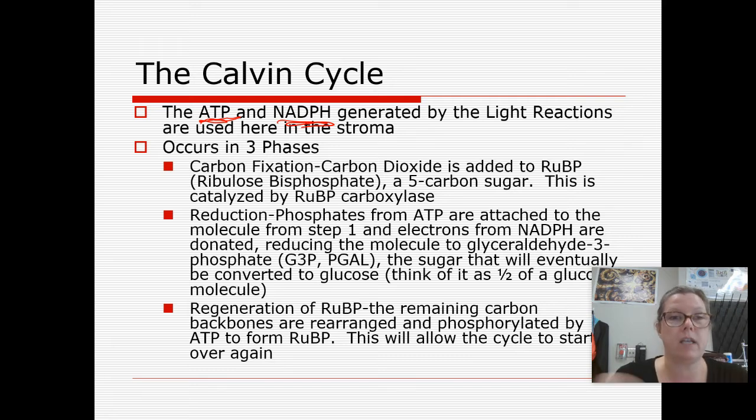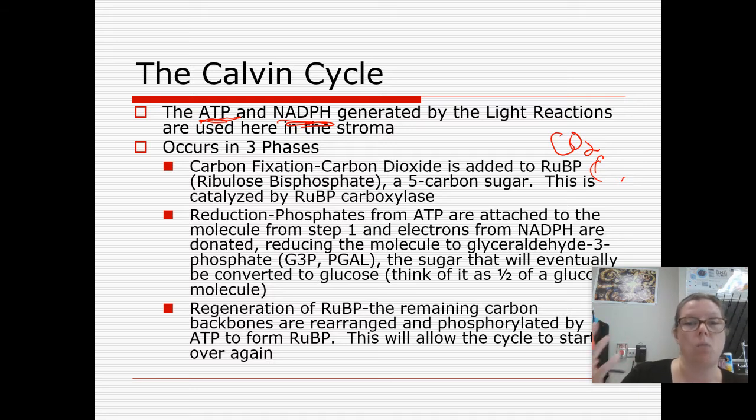There is a carbon fixation phase where carbon dioxide is going to come in. Okay, so from the equation for photosynthesis, CO2 is going to come in to the reaction here. That's coming into the carbon fixation phase. Then you're going to get reduction. So that's where we're going to actually remove phosphates from ATP and remove electrons from NADPH. And we're going to reduce some molecules in the Calvin cycle to produce something called G3P.